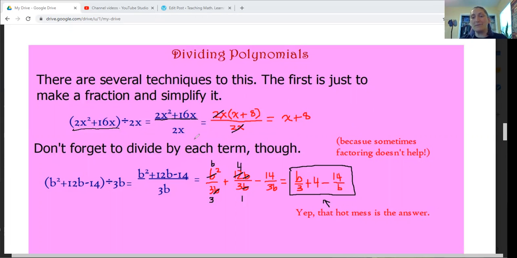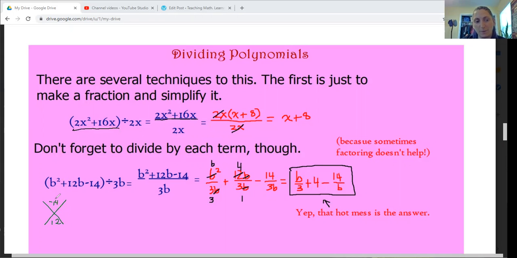Here we have dividing by each term. This first one was nice because we could factor it. This one, we're not quite so lucky. You have b squared plus 12b minus 14 divided by 3b. If factoring doesn't help, well, I guess we could try and factor it. It's always good to try, right? We try factoring it. We need numbers that multiply to negative 14 and add to 12.